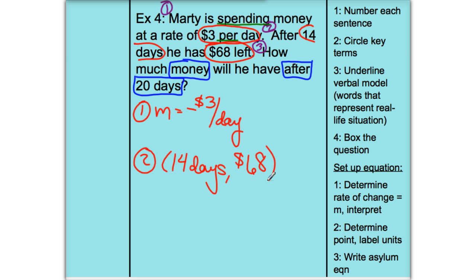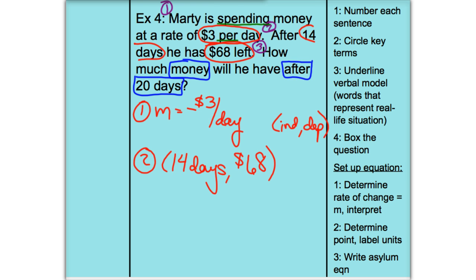It's essential that you understand which piece of information is the independent variable or the x coordinate, which is always time, and which information is the dependent. How much money he has left depends on how long he has been spending money. So remember, X is independent, Y is dependent. And then we can write our equation.